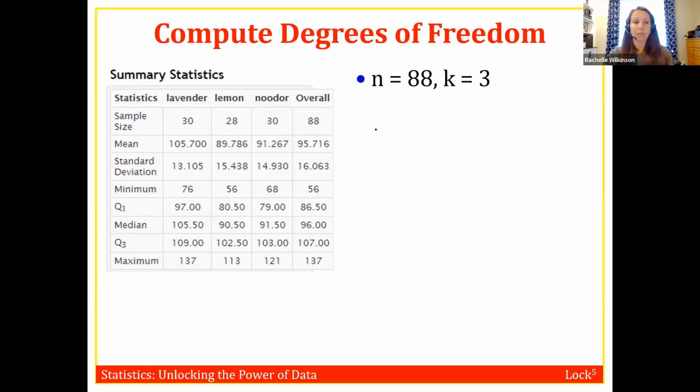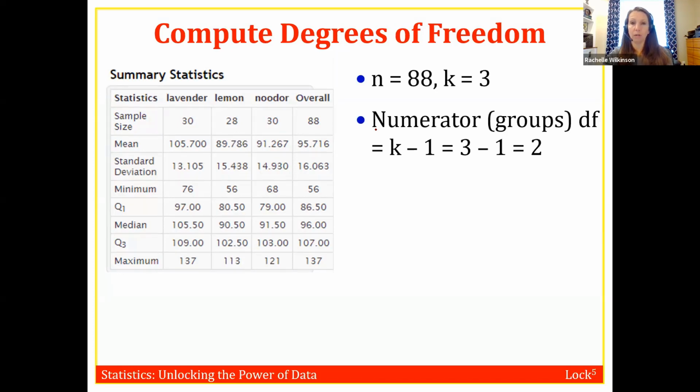So first of all, starting with our numerator degrees of freedom, remember numerator degrees of freedom is equal to k minus 1. So numerator or groups degrees of freedom equal to k minus 1. In this case, we had 3 groups that we're comparing. So 3 minus 1 is 2. So I have 2 numerator degrees of freedom.